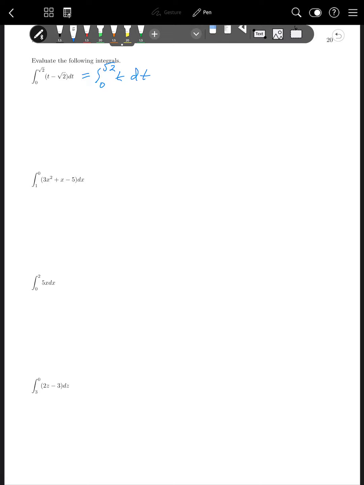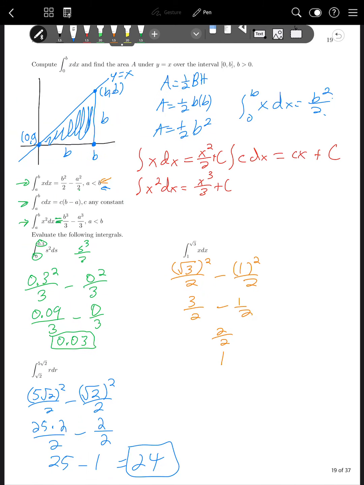So this would become the integral from 0 to root 2 of t dt minus the integral from 0 to root 2 of the square root of 2 dt. And now I can use the formulas from this page. For the first one, I've got t to the first power, so that's the first formula. And then I have a constant, so that's the second formula.